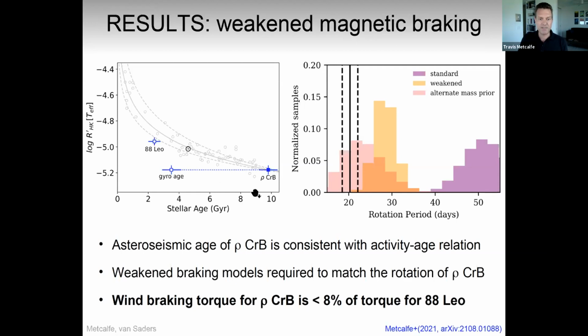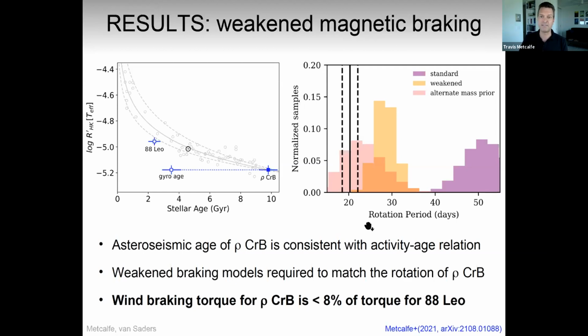So with that as motivation, we tried to forward model the rotation period of Rho CrB using either a standard spin down law, or weakened magnetic braking, where you essentially turn off magnetic braking around the middle of main sequence lifetimes. For standard braking, you would expect Rho CrB to have a rotation period around 50 days. With weakened braking, you can push that down below 30 days and just barely get to the observed period, shown here in black.